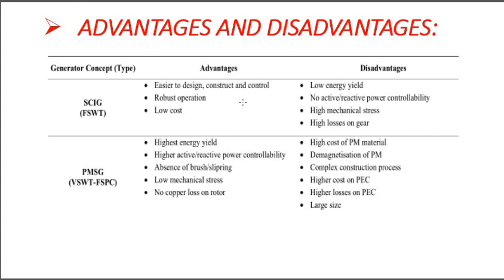Demagnetization of permanent magnet during high temperature. Complex construction process. Higher cost of power electronic converters. Higher losses on power electronic converters. Large size. So these are the main disadvantages for the PMSG.